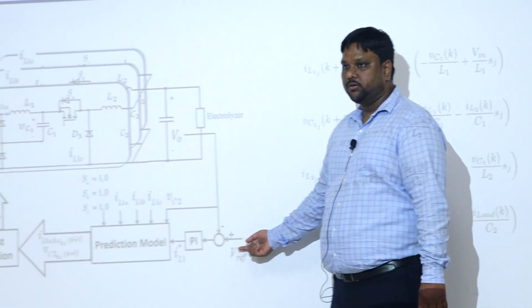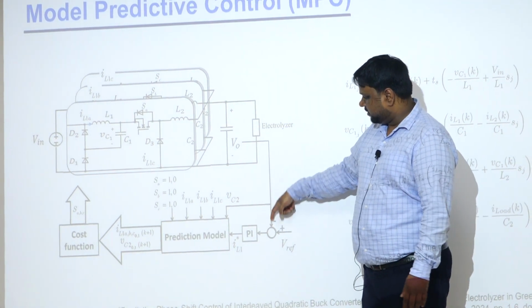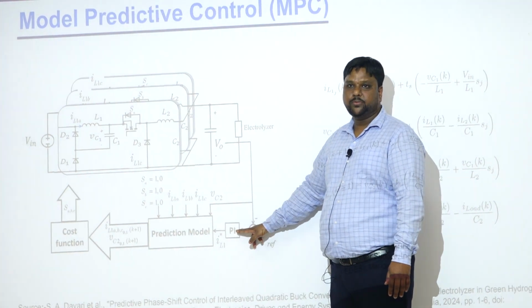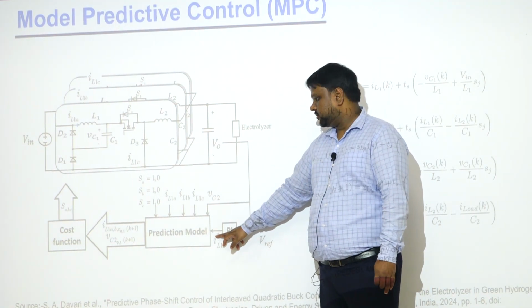Okay, so another way is model predictive control also. Here also you have to predict the different parameters. I will not go into much detail. This is an interleaved converter. So how does the control philosophy happen? Basically you want to do output voltage tracking. So you take your reference voltage, measure the output voltage, and pass the error through a PI control. This is a normal PI controller, okay. That gives you a current reference, okay.